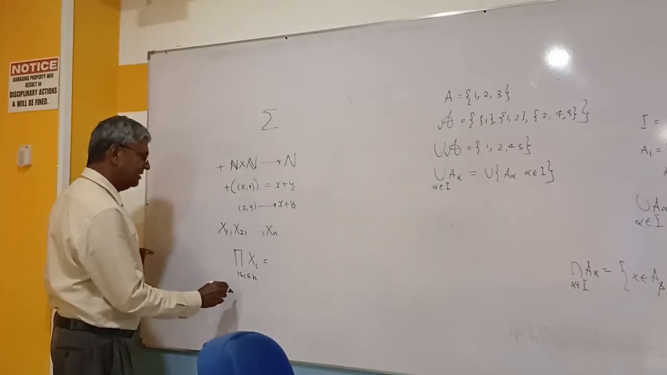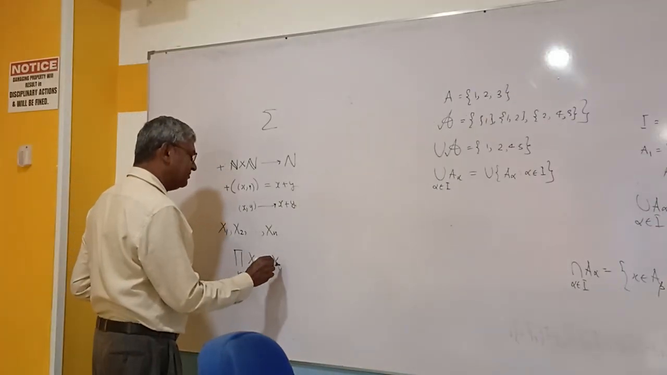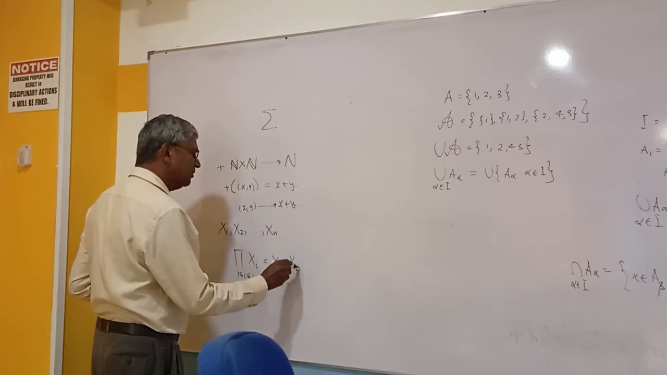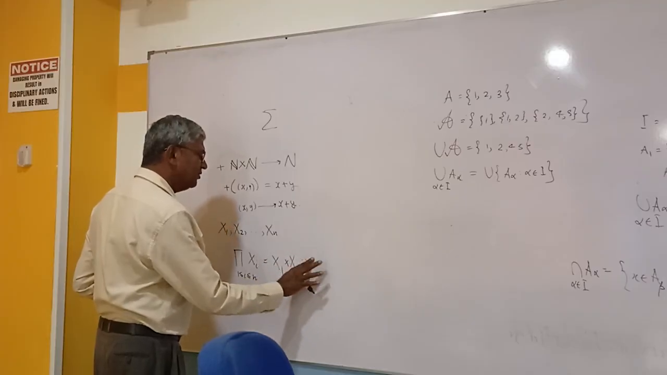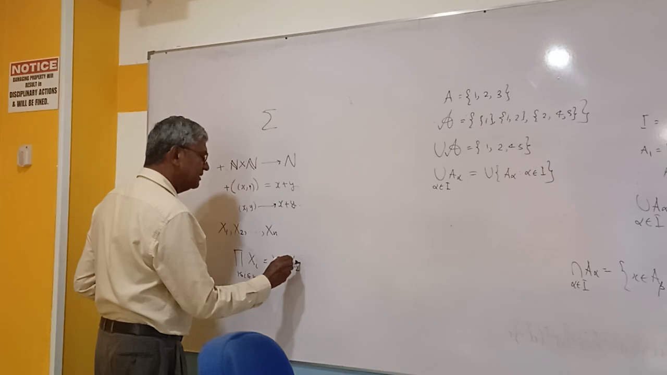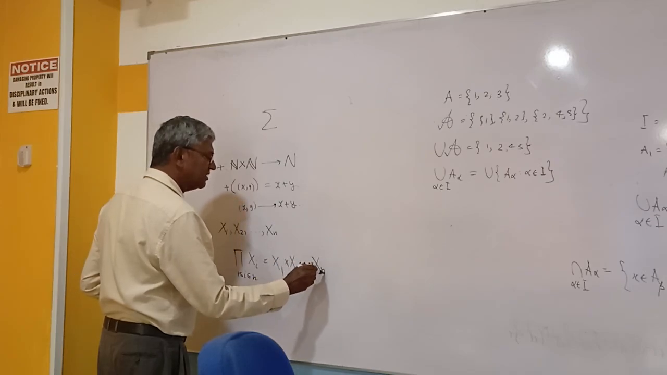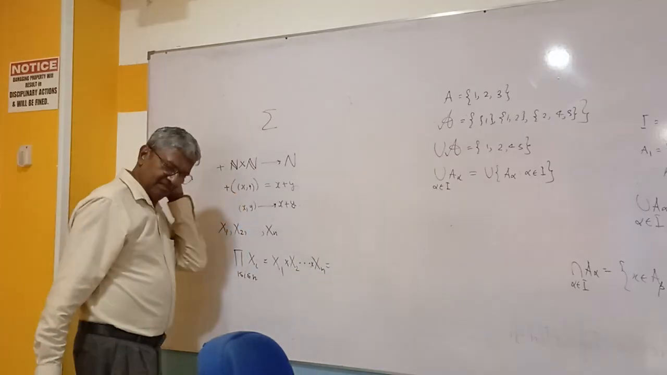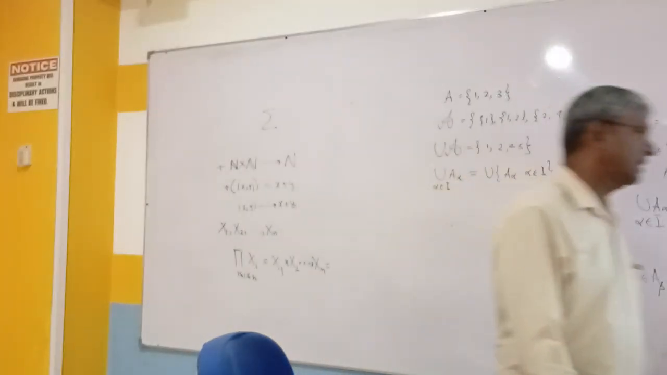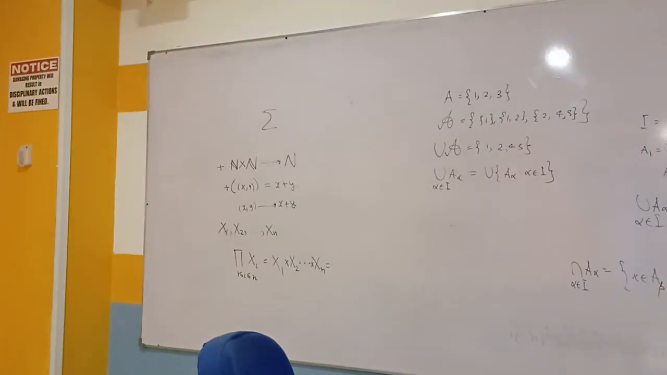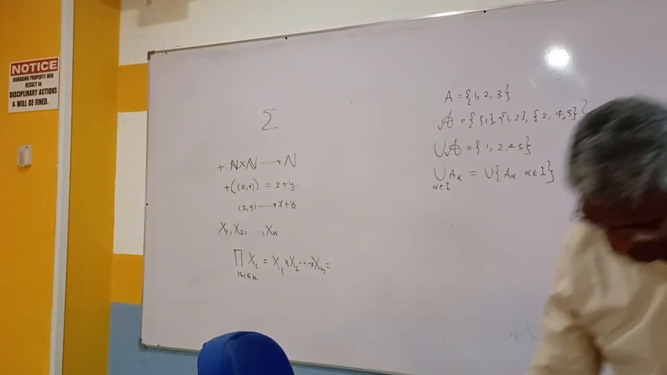Actually, one can write this way also, X1 cross X2 cross Xn. He says it is an ordered n-tuple of sets. We define their Cartesian product, also denoted this way or that way.